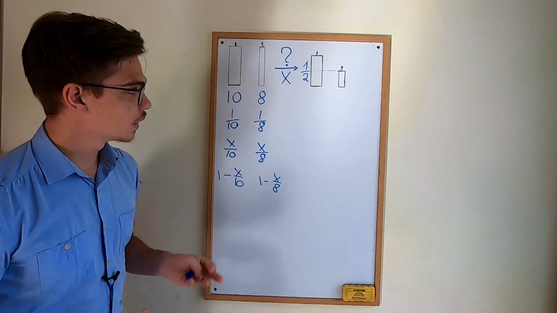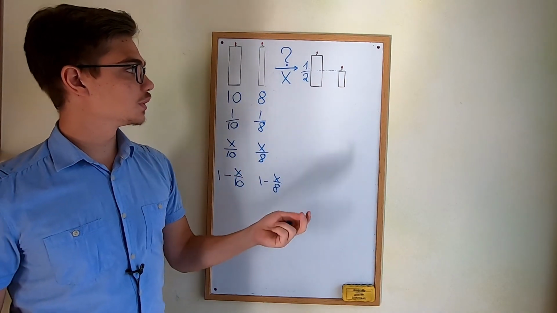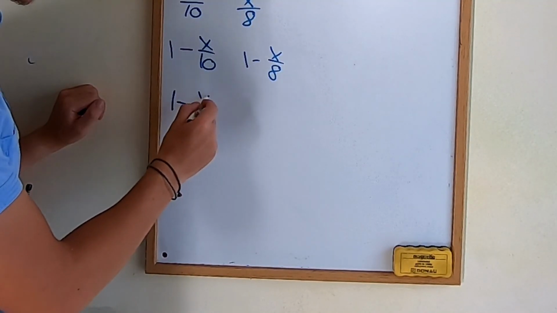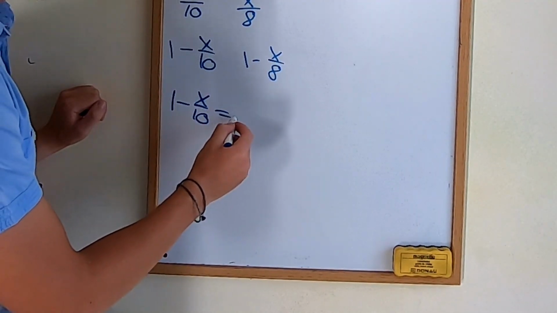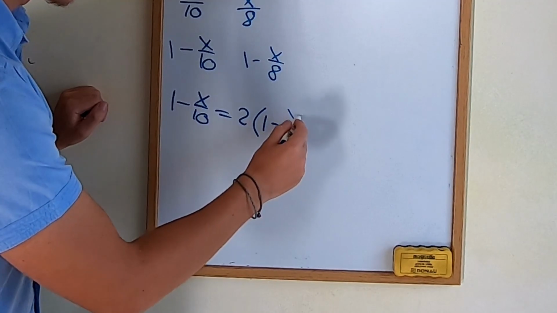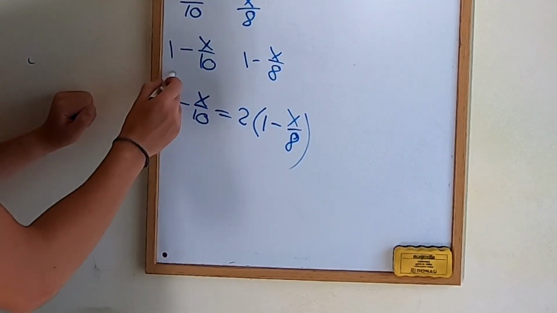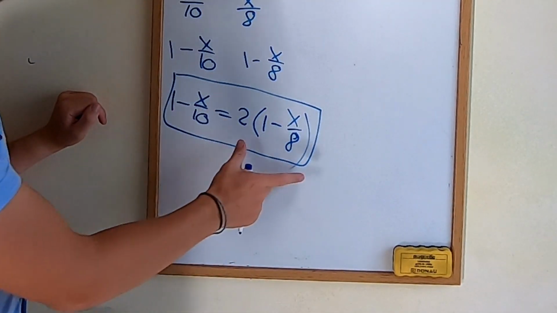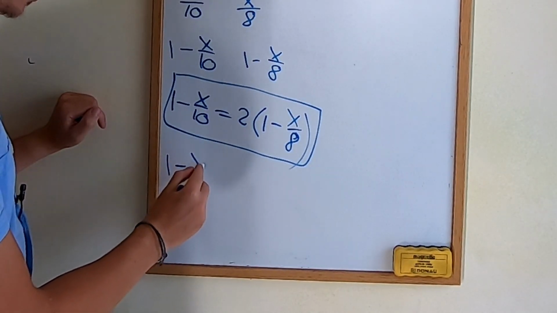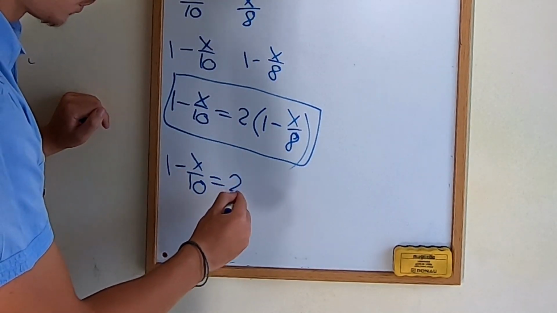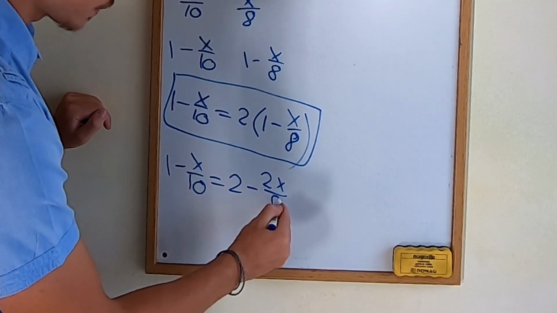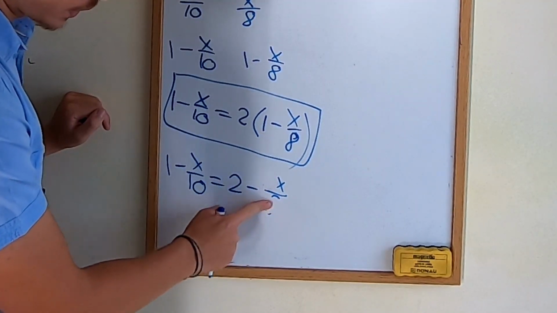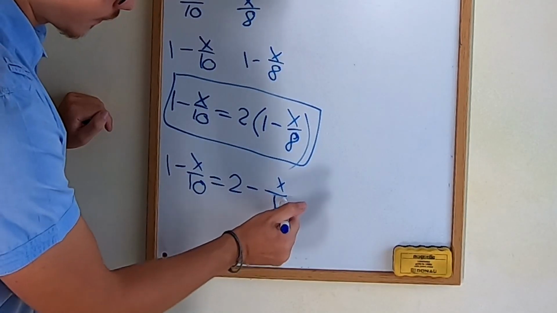Now, we didn't use the fact that the first candle will be twice as high as the second. Let's use it now. Let's write that the height of the first candle after x hours will be equal to the height of the second candle but multiplied by 2. And this is our equation for x that we want to solve. It is pretty simple. First we want to multiply 2 into these brackets to get 1 minus x over 10 is equal to 2 minus 2x over 8. Now 2x over 8 can be cancelled to get x over 4, right?